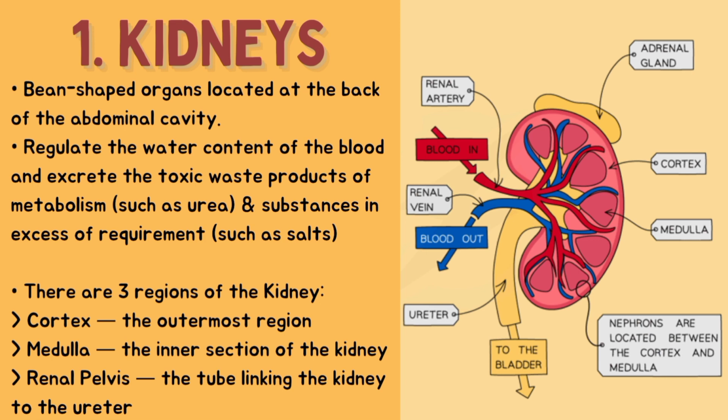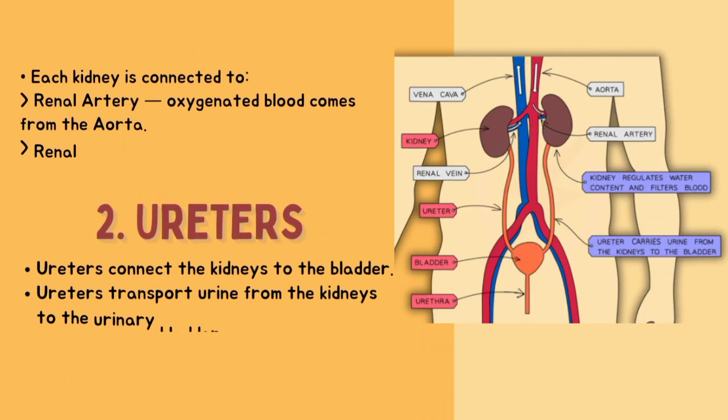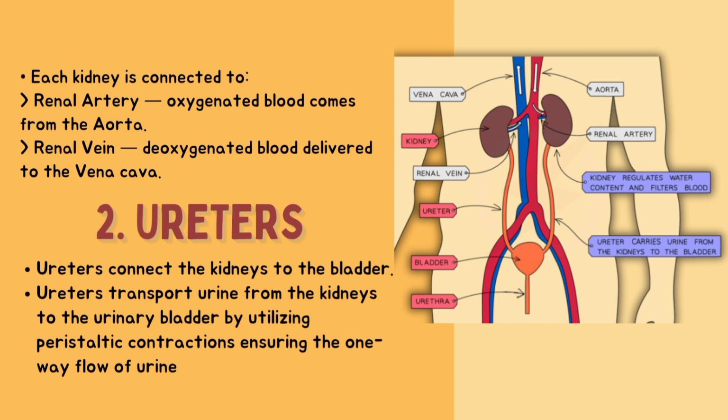Each kidney contains around a million tiny structures called nephrons. Nephrons start in the cortex of the kidney, loop down into the medulla, and back up to the cortex. The contents of the nephron drain into the renal pelvis, and the urine collects there before it flows into the ureter to be carried to the bladder for storage. Each kidney is connected to the renal artery, which comes from the aorta and delivers oxygenated blood to the kidney, and the renal vein, which delivers the deoxygenated blood from the kidneys to the vena cava.